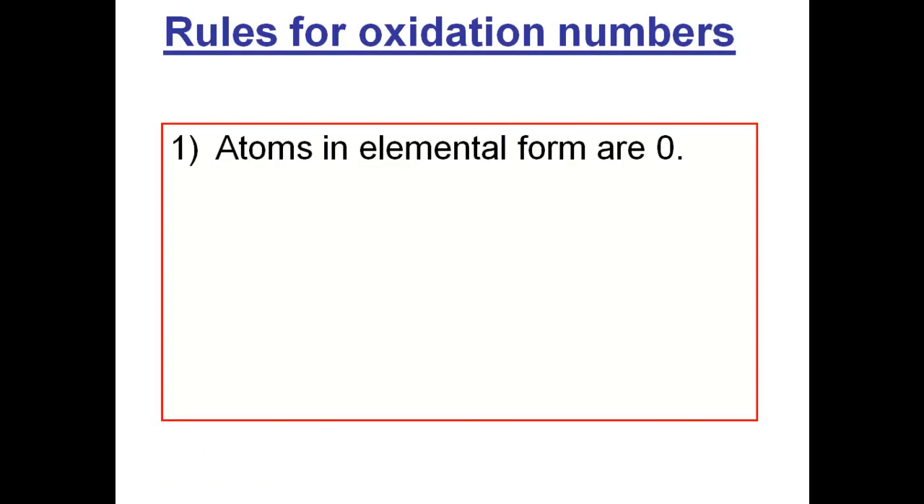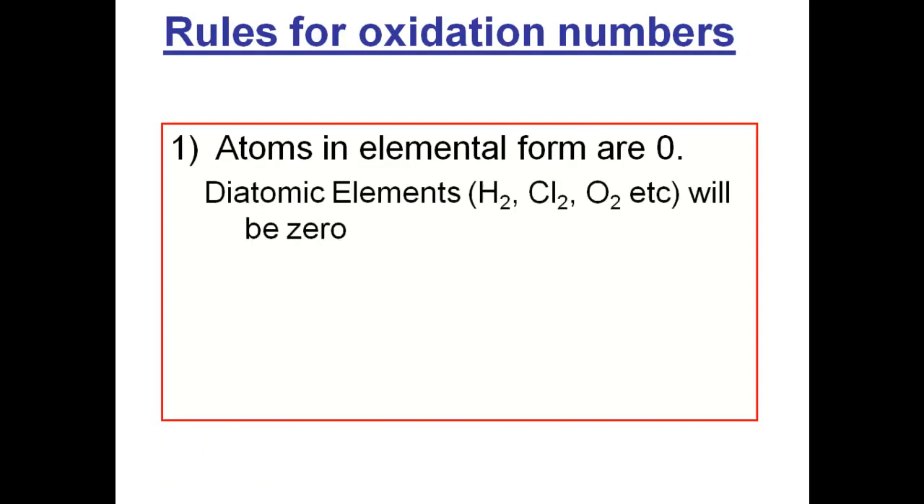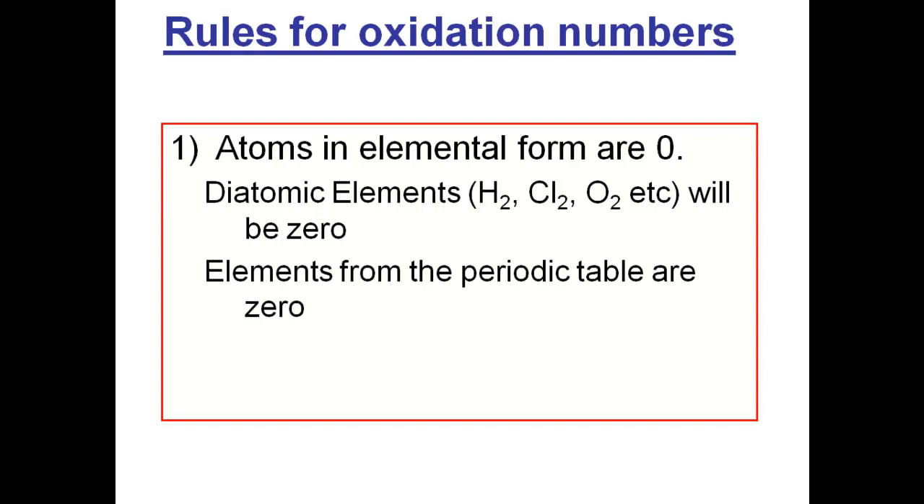First, atoms in elemental form are 0. Diatomic elements H2, Cl2, O2, the 7 will be 0 because that's how they're found in elemental form. Carbon in its elemental form would be 0. Any element from the periodic table will have a 0 as well.